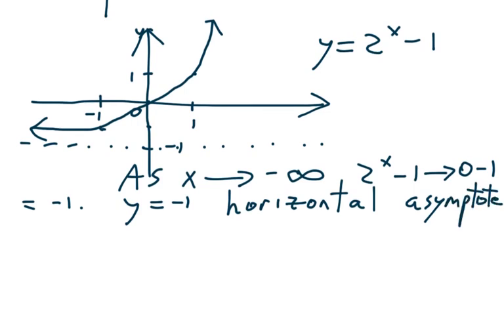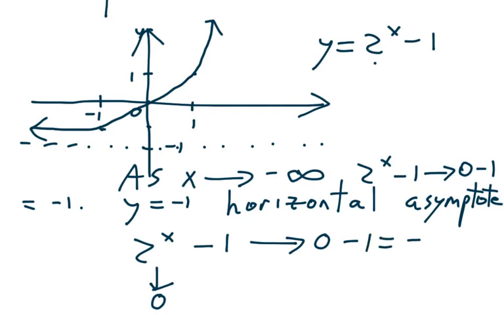Again, let me say that again. Since we have 2 to the x minus 1, we know that 2 to the x alone is going to go to 0 as x goes to minus infinity. So 2 to the x minus 1 is going to go to 0 minus 1, which is negative 1, as x goes to negative infinity. So again, y equals negative 1 is now a horizontal asymptote.